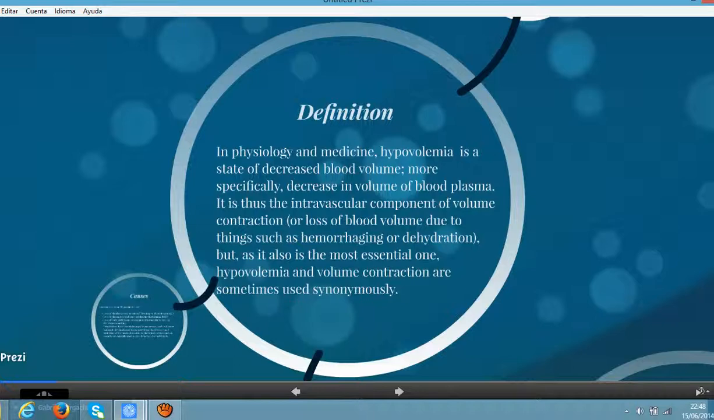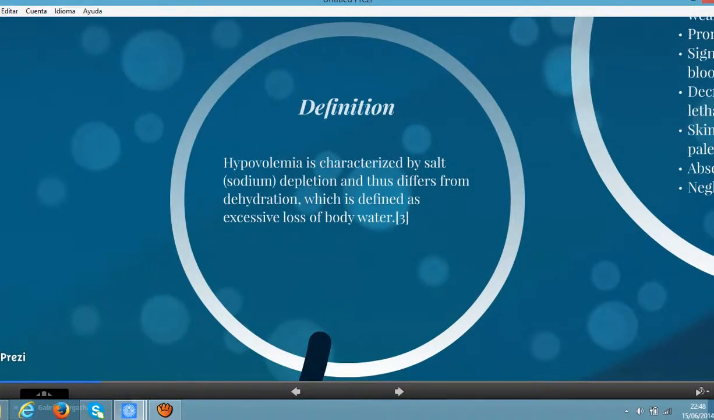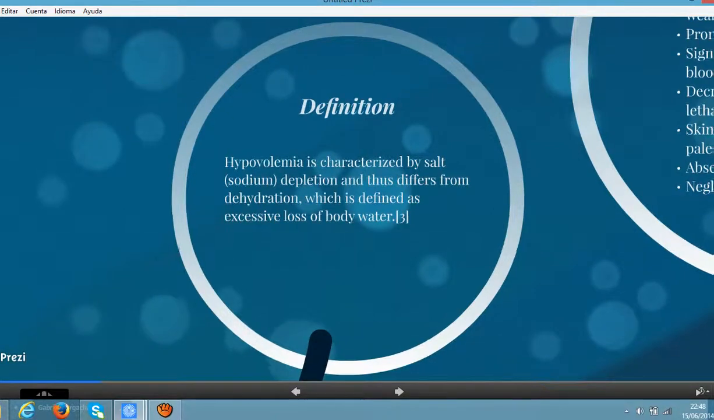It is thus the intravascular component of volume contraction, or loss of blood volume due to things such as hemorrhaging or dehydration, but it also is the most essential one. Hypovolemia and volume contraction are sometimes used synonymously. Another definition is that hypovolemia is characterized by salt sodium depletion and thus differs from dehydration, which is defined as excessive loss of water.